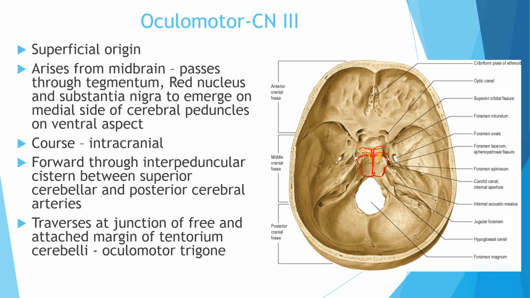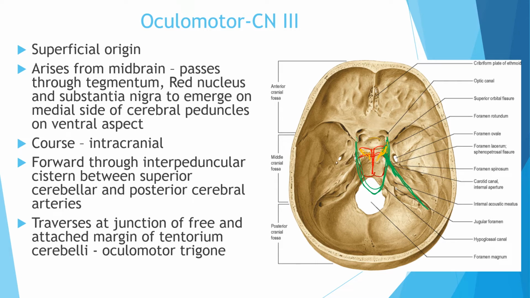Then it reaches here near the posterior clinoid process, where there is the attachment of the free margin. So this is tentorium cerebelli, which is having a free margin and attached margin. Where these two margins cross, this portion is called the oculomotor trigone. So the oculomotor nerve traverses on this oculomotor trigone, and then it lies in the lateral wall of the cavernous sinus.